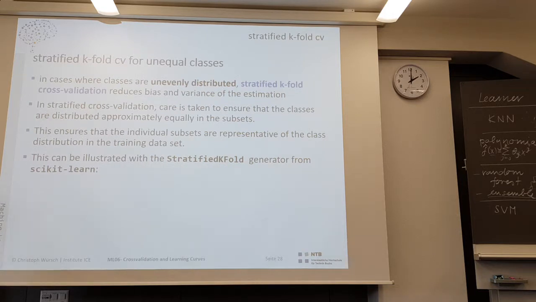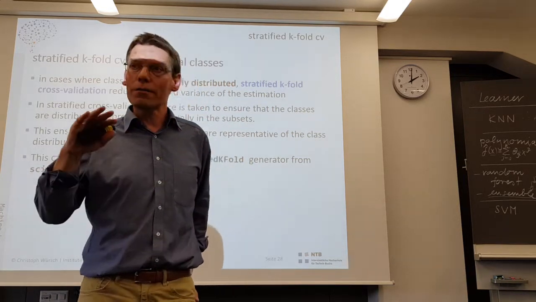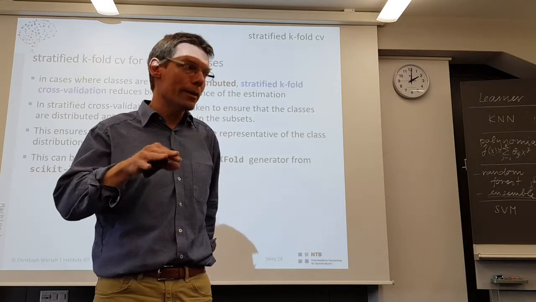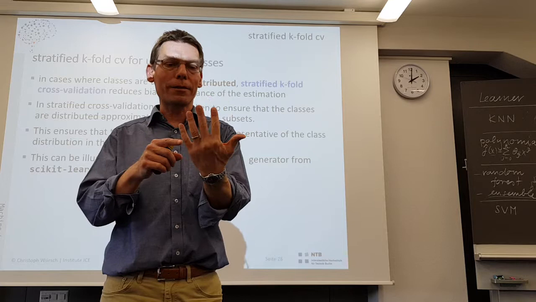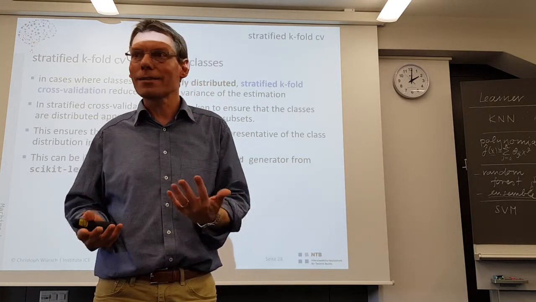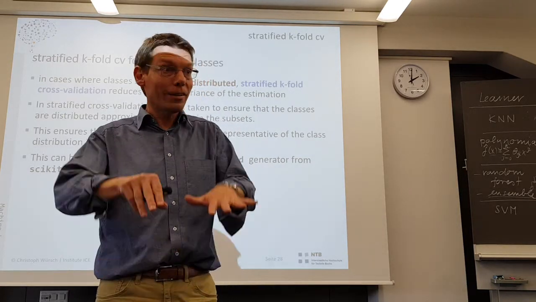Okay. Now there's another one which is stratified K-fold. This is to remember if you have uneven classes. So if the classes are unevenly distributed. If we have 5 classes, we don't have 20% of every class. And that's normally the case. That's also why it's called stratified. Stratified means in German geschichtet.